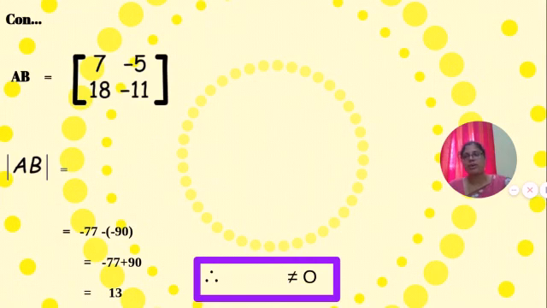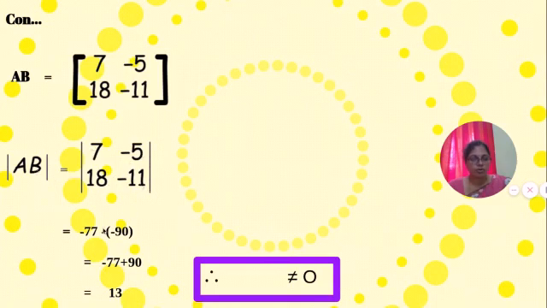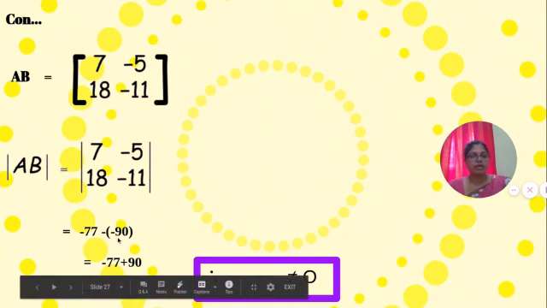Now we have to find the AB inverse. To find AB inverse, we have to first prove that AB is a non-singular matrix. To show the matrix is non-singular, we have to find the determinant of the matrix. So determinant of AB is the determinant of 7, minus 5, 18, minus 11. So minus 77 minus of minus 90 is equal to minus 77 plus 90, that is equal to 13, which is not equal to 0. So AB inverse exists.